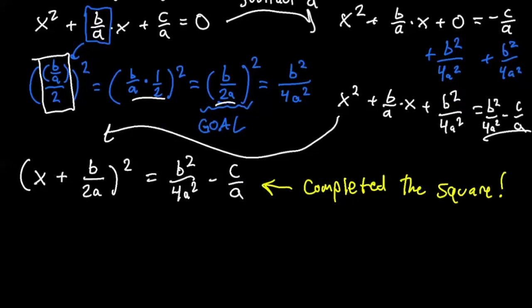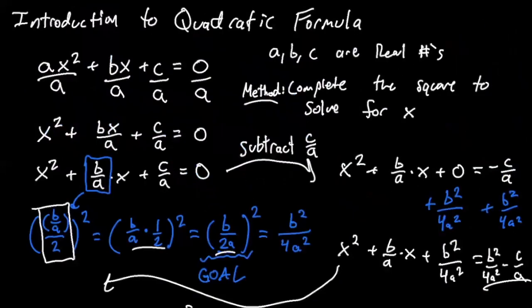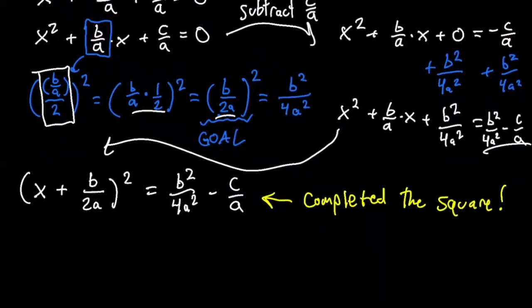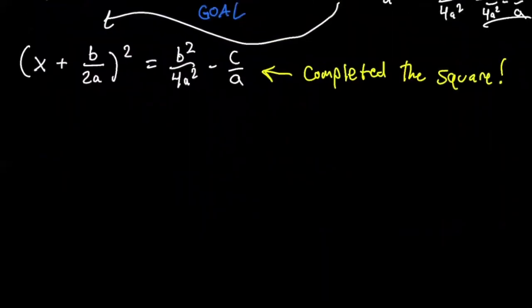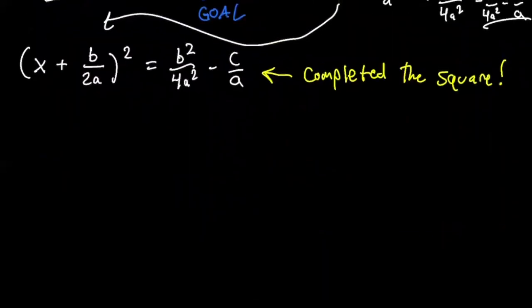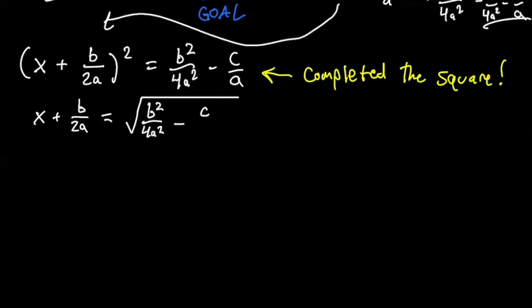Cool, we have a perfect square on the left. And remember, our goal is to solve for x by completing the square. At this step, completing the square helps us because we can take the square root of both sides to try and isolate x. So let's go ahead and do that. X plus b over 2a. The square root cancels out our squared here. Equals the square root of b squared over 4a squared minus c over a.